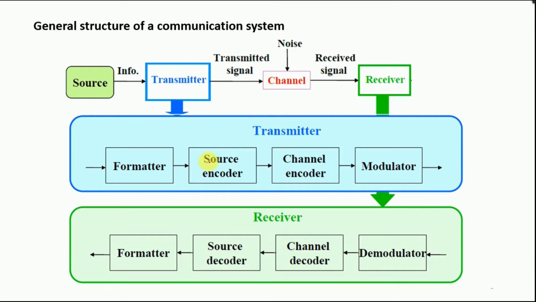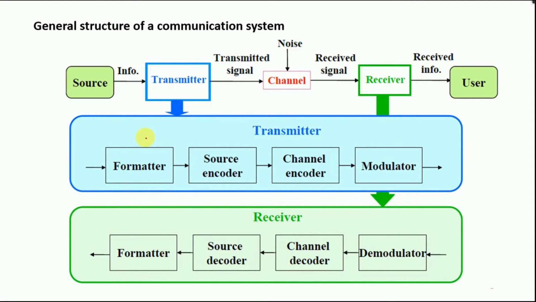The source encoder removed the redundancy in the original data, so the source decoder would return the redundancy. It is something like you unzip the file. Previously you zipped the file, compressed the file, and now you decompress or unzip it. And finally, for the formatter, you have a deformatter, or the reverse process of formatting. The relevant information is then sent to the user.